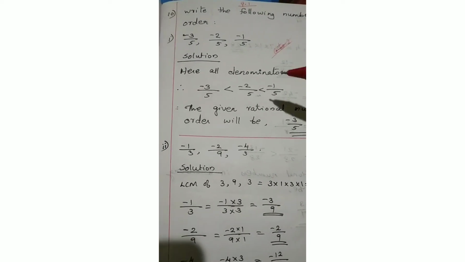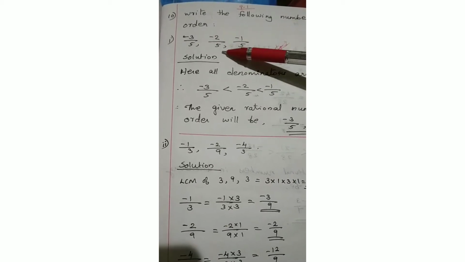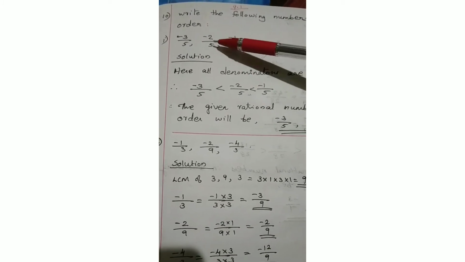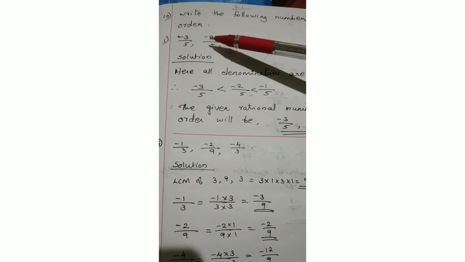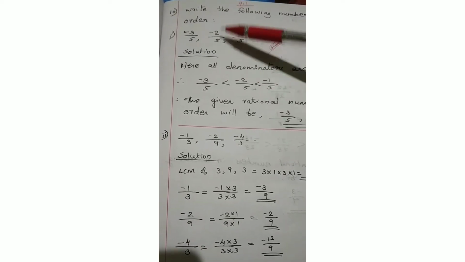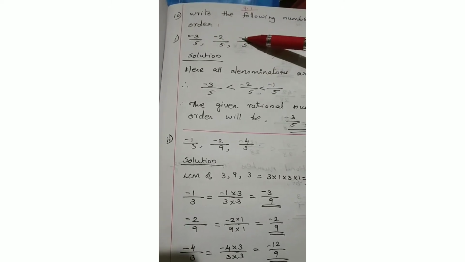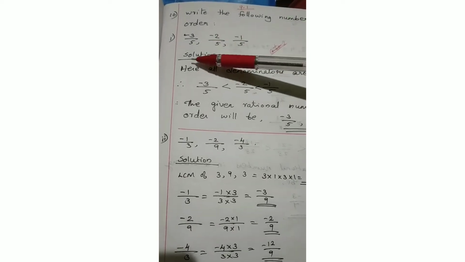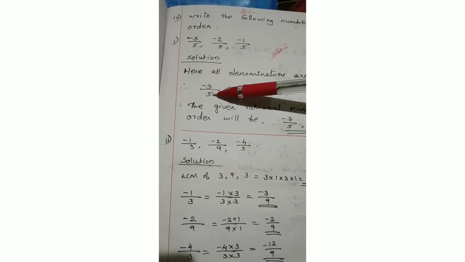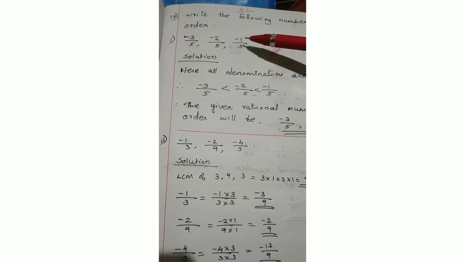Okay. Then here the first rational numbers are negative 3 on 5, negative 2 on 5 and negative 1 on 5. Here all denominators are 5. So we don't need to find the LCM of the denominators of these given rational numbers. So here it is very easy. We have to compare the numerators. Here negative 1 is the greatest number, then negative 2 and negative 3. So here negative 3 on 5 is smaller than negative 2 on 5. Then the last number will be negative 1 on 5.